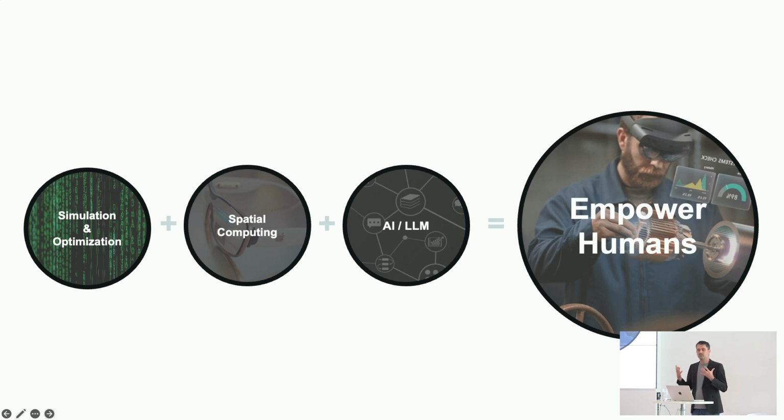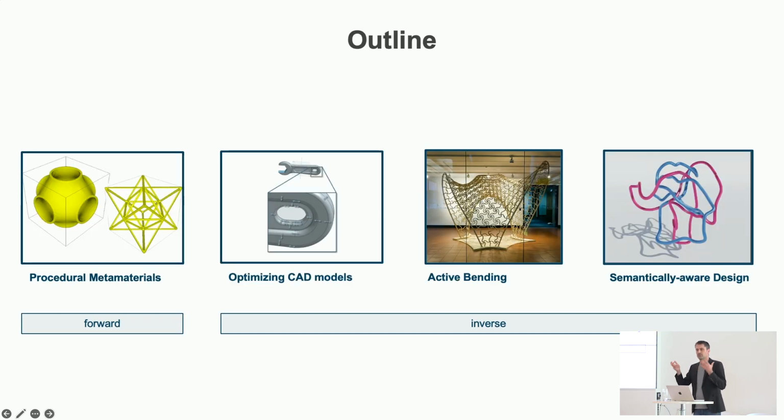So our research is motivated by the belief that there is really an urgent need to harness the potential of technology while at the same time also preserving human creativity and the creative process. And so basically with this, we ultimately give humans superpowers to do design. And we do this in my group by focusing on 3 areas, which are simulation and optimization, spatial computing, and AI. And in the following, I want to give you a few examples of work that we did in this area in the past.